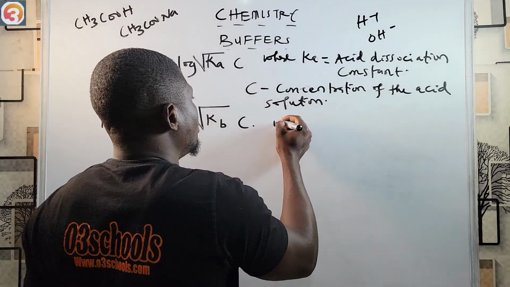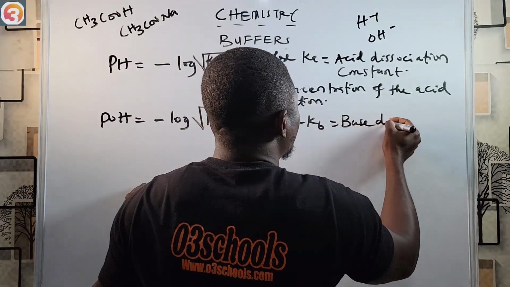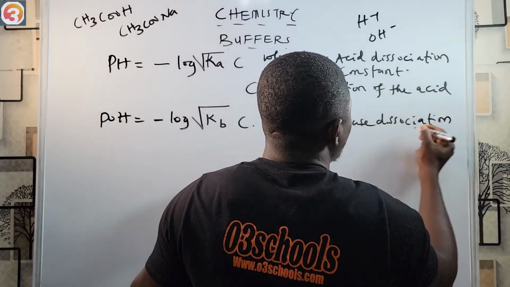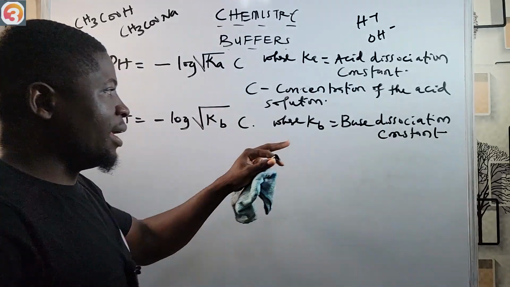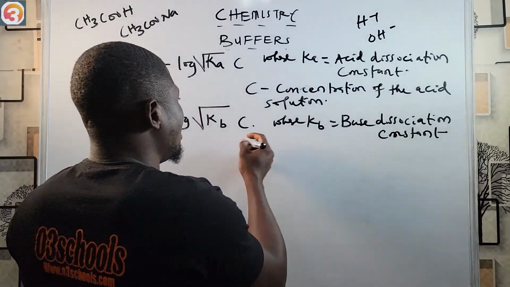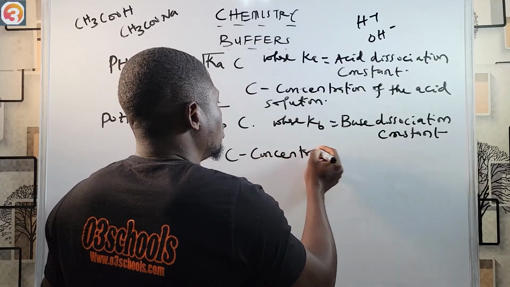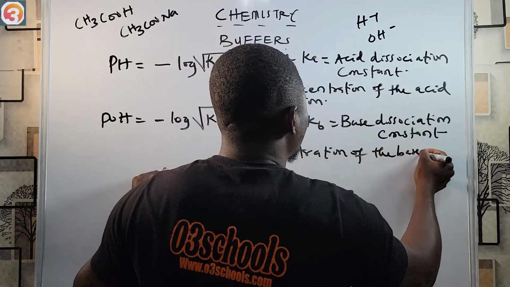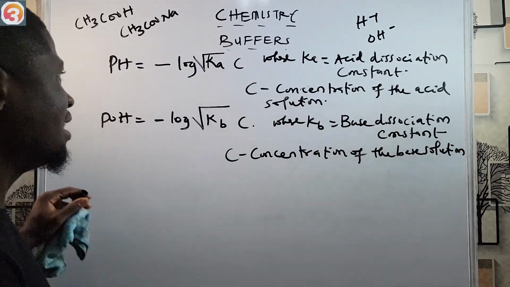where Kb is the base dissociation constant, and the C here is the concentration of the base solution. All right, so you must note that perfectly.